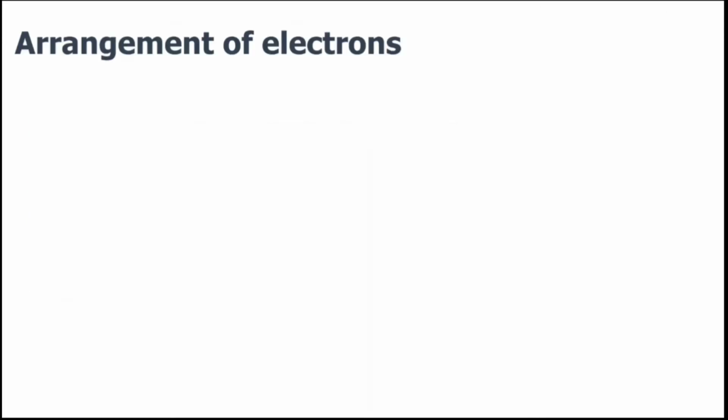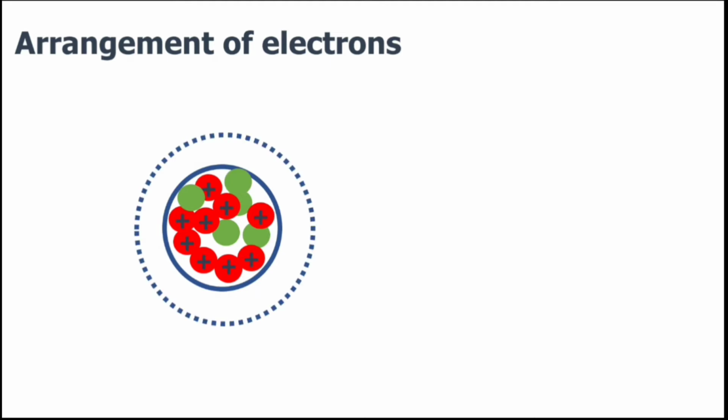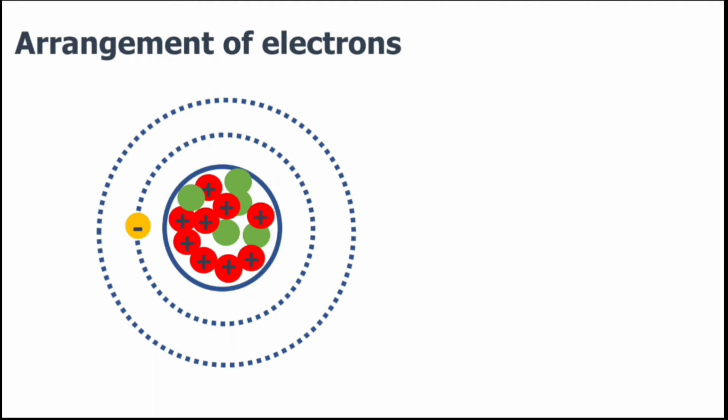How are the electrons arranged outside the nucleus? Well, there's a pattern that electrons seem to follow. The first orbital always has 2 electrons. In other words, we can fit a maximum of 2 electrons in the first orbital. Then in the next orbital, we can fit a maximum of 8 electrons. It could be 8 or it could be less.